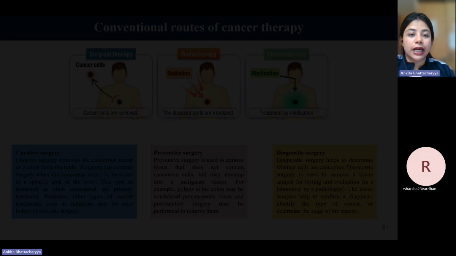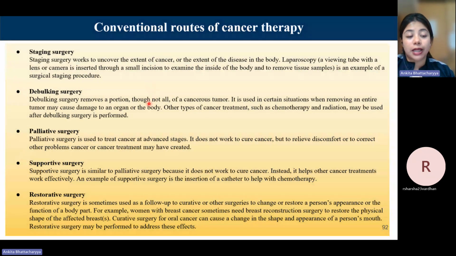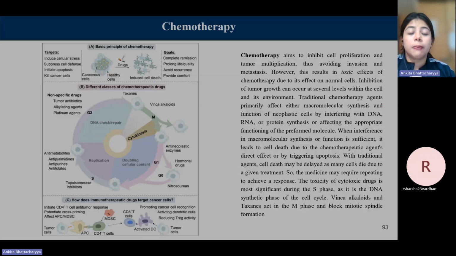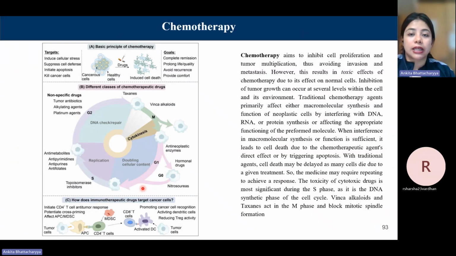And following that, we looked at staging, debulking, palliative, supportive, and restorative surgery, depending upon what purpose that surgical procedure basically serves. Then we looked at the definition of chemotherapy, what is its goal, and the principle behind the entire strategy. So basically, its job is to stop cell proliferation and to inhibit tumors from growing in size and to obviously limit their ability to invade and metastasize into other tissues.